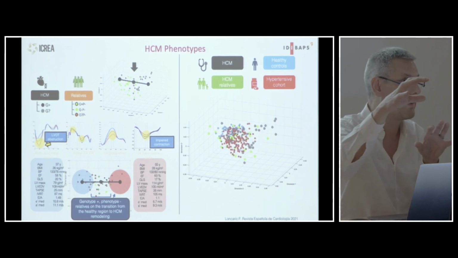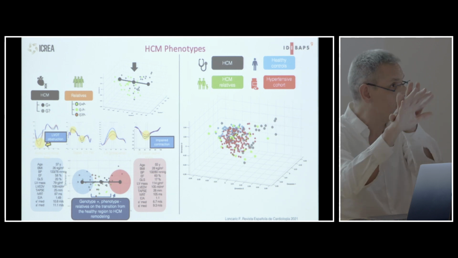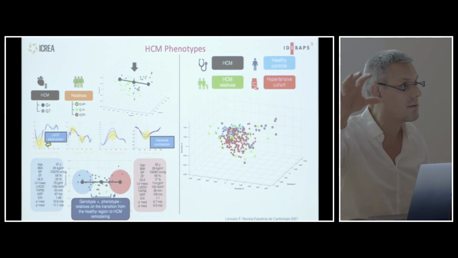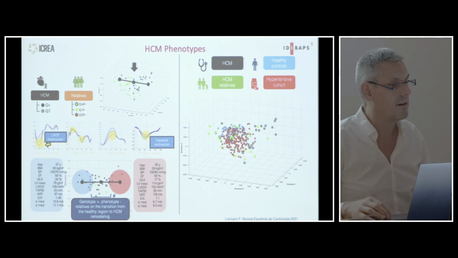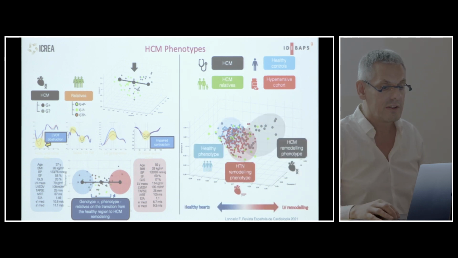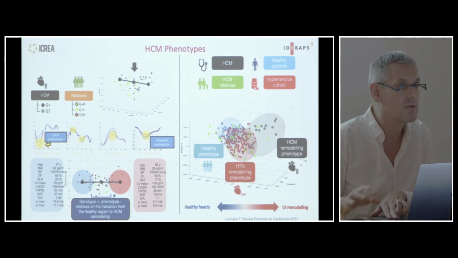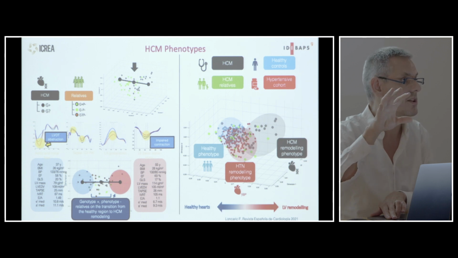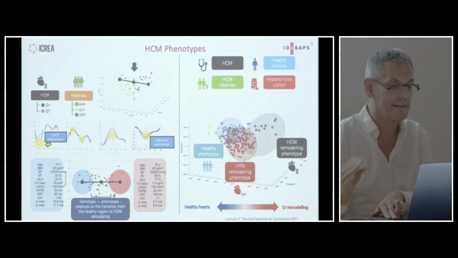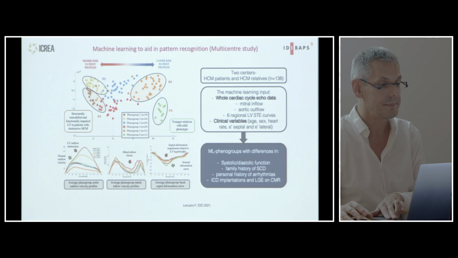Or hypertensive compared to HCMs, you see also there is overlap. And this is actually the spectrum of disease. There is overlap, but there are also quite some differences. And so this way we can really recognize groups of patients and clusters of patients rather than that we need to look at dichotomic kind of differences.